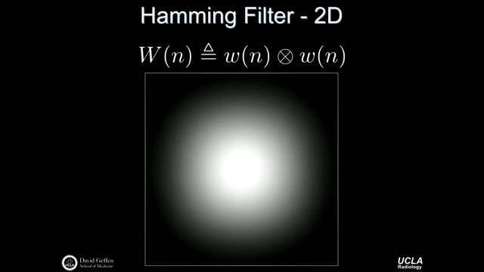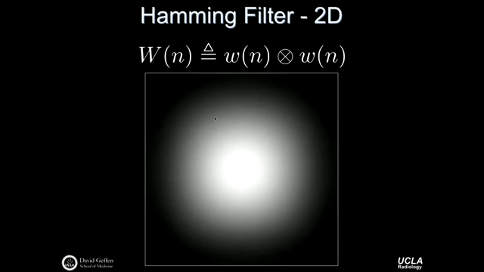In two dimensions, the Hamming filter just looks something like this. This is just an outer product, or a dyadic product. Here you have that weight function that looked like a Gaussian, and I'm just going to multiply it by a Gaussian in the other direction. And so you end up with a 2D Hamming filter.